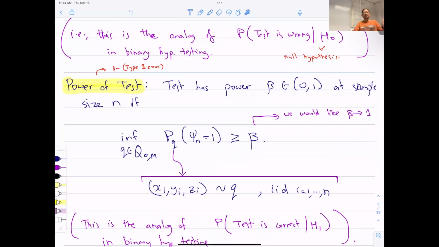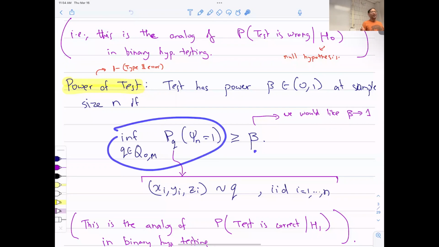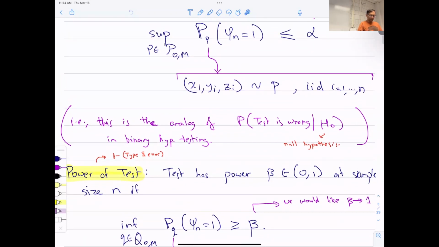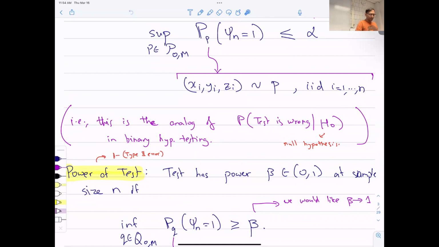And now, because this is the correctness, the worst case is the other way. I need to take the minimum over all of them. Even that minimum should be large. So I'd ideally like alpha to be 0 and beta to be 1. If you look at these two equations together, I want very low level, I want this to be 0, and I want very high power. That's the best case scenario. Okay, good.